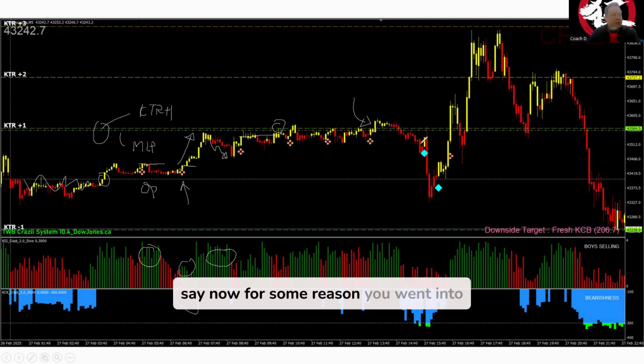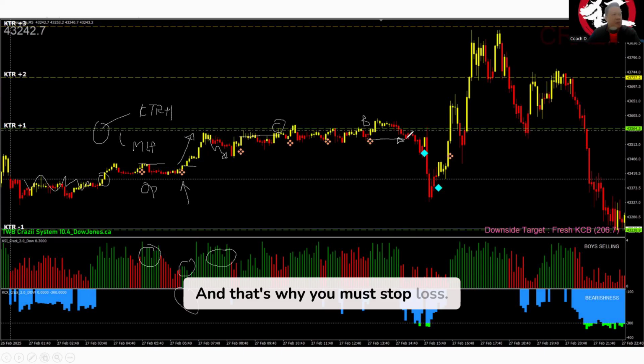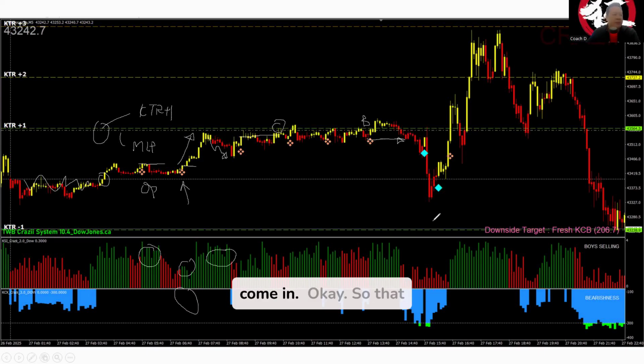So let's say now for some reason you went in to buy. What do you do? If you're going to buy, your stop loss will be here, and that's why you must use a stop loss. If you don't stop loss, bang, losses come in. Okay, so that is the first and second trade in a way.